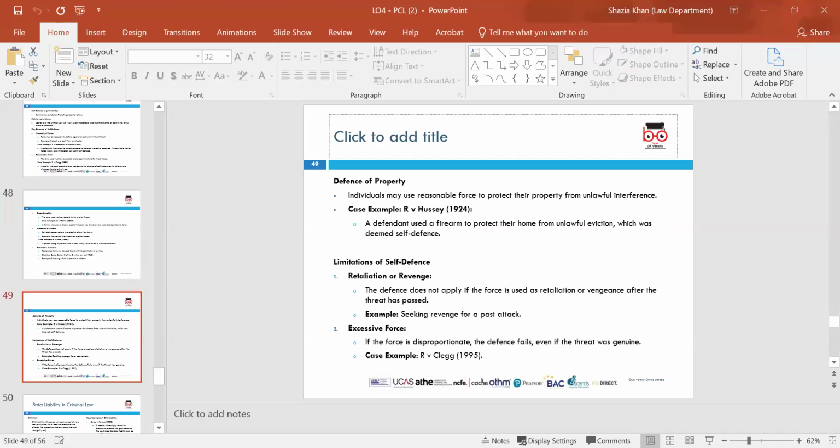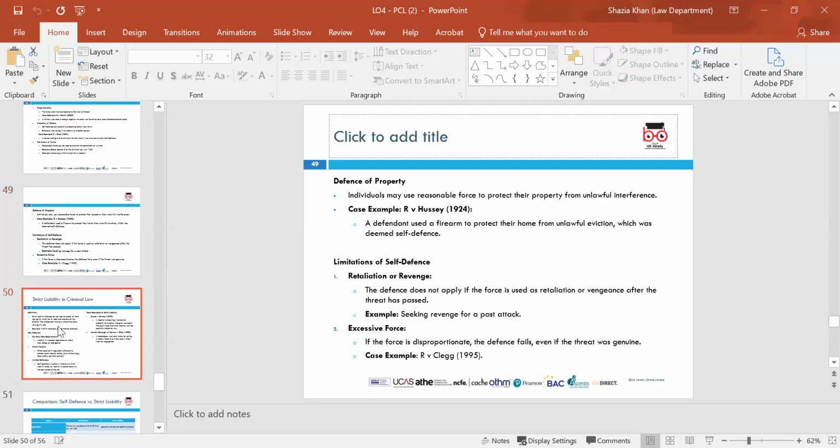Defense of property, and the case example here is to put someone to protect their property. A defendant used a firearm to protect their home from unlawful eviction, which was deemed self-defense in the case of Aaron Hussey, 1924. Limitations of self-defense: the defense does not apply if the force is used as retaliation or vengeance after the threat has passed. An example is seeking revenge for a past attack, and the case example, excessive force, is R and Clegg.